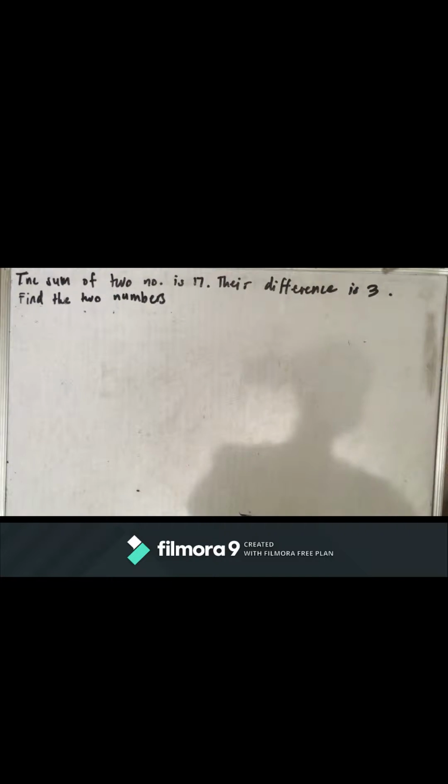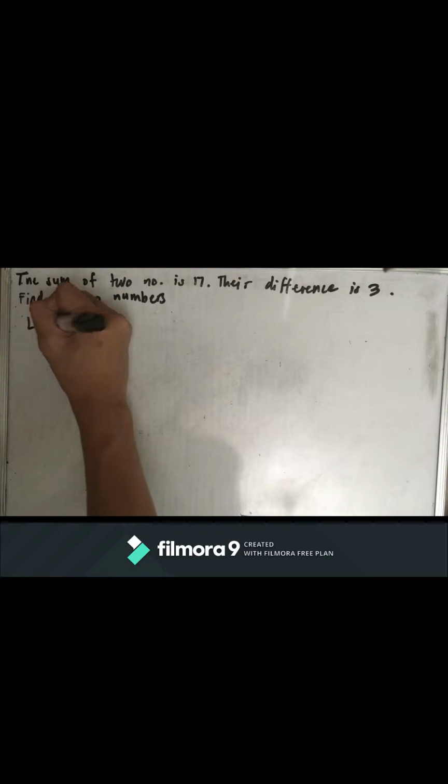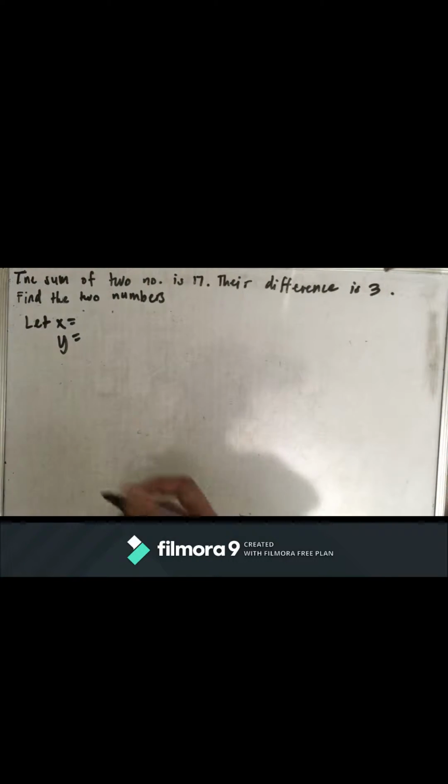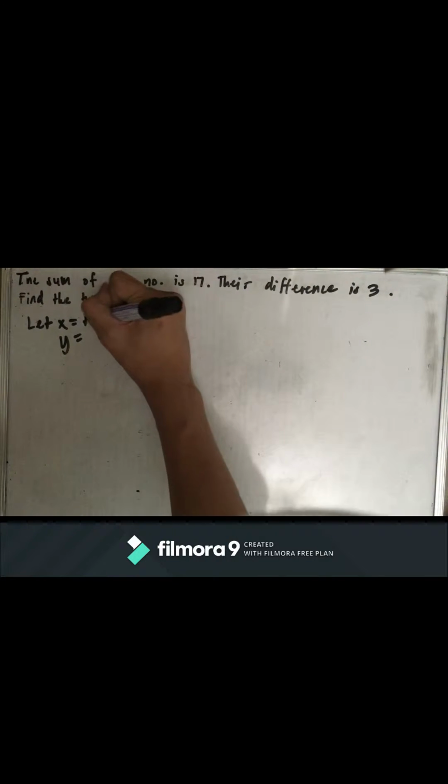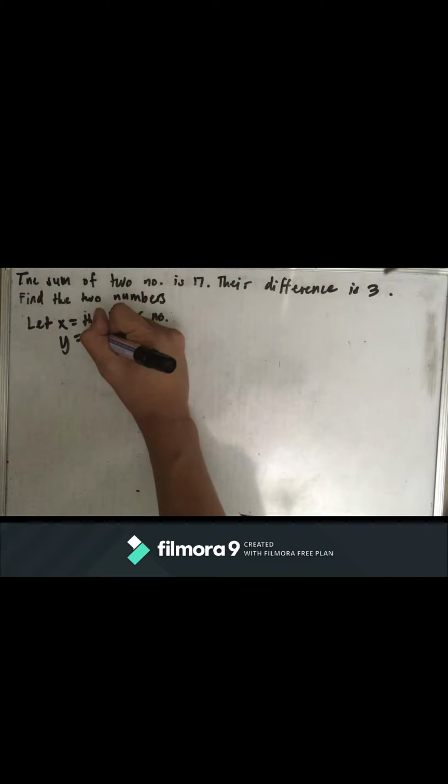So let's read the problem. The sum of two numbers is 17. Their difference is 3. Find the two numbers. By solving this problem, first, let's make a representation of the problem. So, our representation will be let x and y. So, x will be the larger number or the other number, and y will be the smaller number.